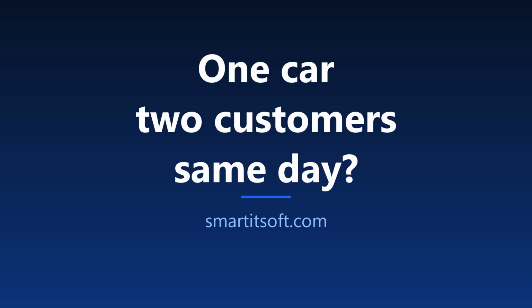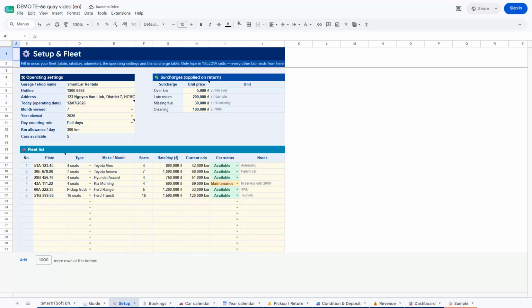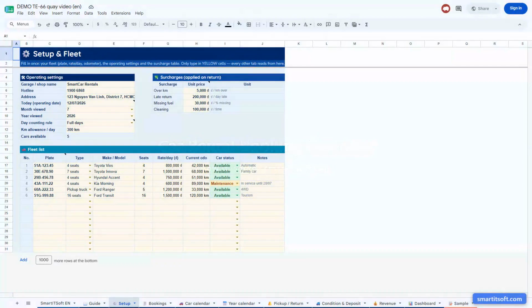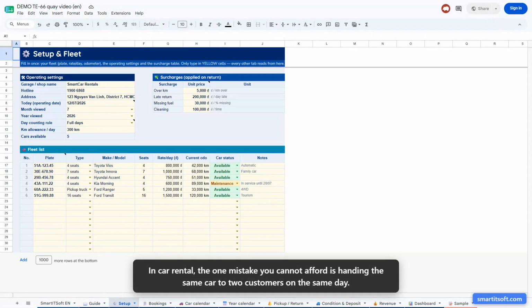1 car, 2 customers, the same day. This file catches it the second you type. In car rental, the one mistake you cannot afford is handing the same car to 2 customers on the same day. This file stops exactly that.